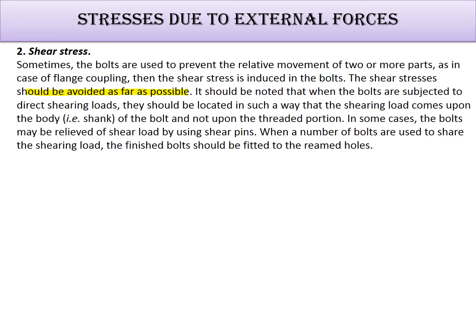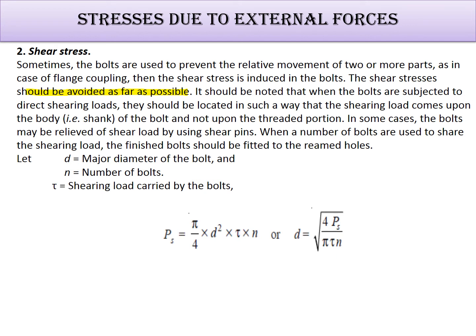Okay, and it should be noted that when the bolts are subjected to direct shearing, they should be located in such a way that shear loads come upon the body, that is the shank. Just see this equation. This is how we can do this. Ps is equal to pi by 4 d square tau into n.